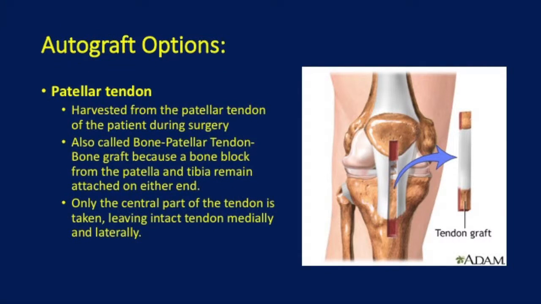The patella tendon is harvested from the patella during the surgery. It is also called a bone patella tendon bone or BTB graft because a bone block from the patella and the tibia remain attached on either end. Only the central third of the tendon is taken, leaving intact tendon medially and laterally, which is sewn up.